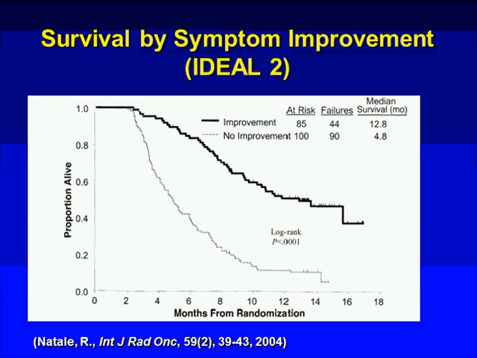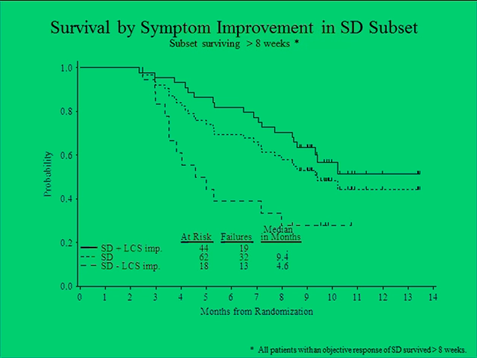Here's a study that also looked at lung cancer symptoms. It showed that the patients who had improvement in lung cancer symptoms survived much longer than patients who did not have improvement in lung cancer symptoms. So it's actually using the predictive ability of the symptom response data to, in essence, validate and confirm the value of symptom response. On this slide, this shows only the patients with stable disease.